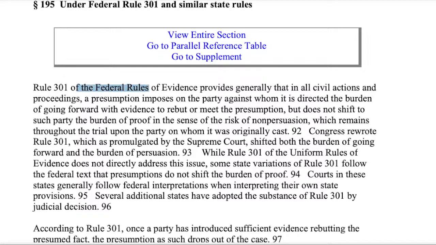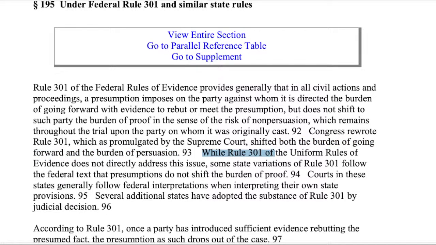Rule 301 of the Federal Rules of Evidence provides generally that in all civil actions and proceedings, a presumption imposes on the party against whom it is directed the burden of going forward with evidence to rebut or meet the presumption, but does not shift to such party the burden of proof in the sense of the risk of non-persuasion, which remains throughout the trial upon the party on whom it was originally cast. Congress rewrote Rule 301, which was promulgated by the Supreme Court. Wow, shifted both the burden of going forward and the burden of persuasion.